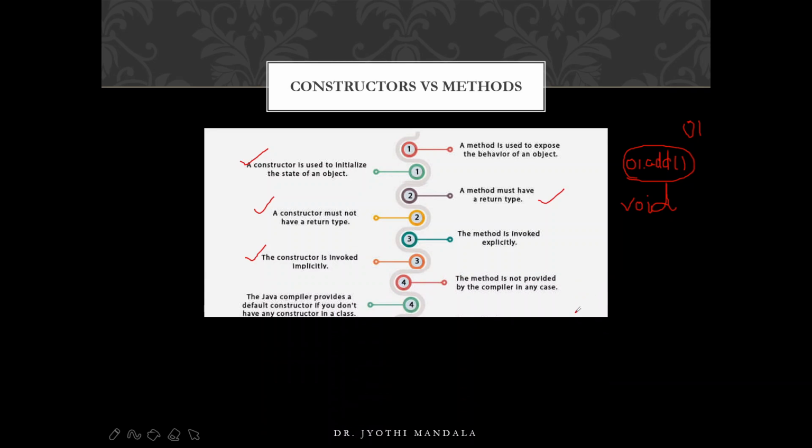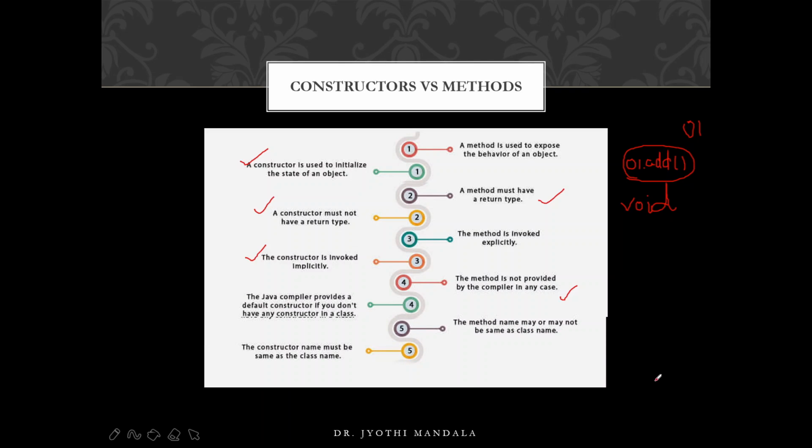Next, the compiler will provide a default constructor if you are not mentioning any constructor. That means if you are not writing any constructor in your program, the compiler will create a default constructor, and all the instance variables will be initialized to 0 by the compiler. But in case of a method, no default method will be created by the compiler. If you want one, you have to write it. But in case of a constructor, a default constructor will be created if it is not there.